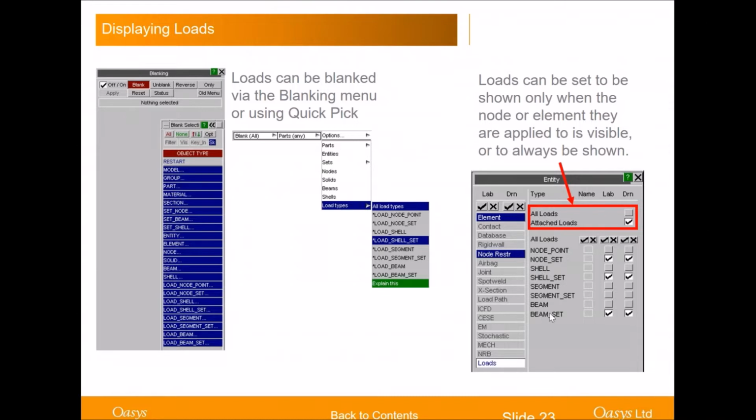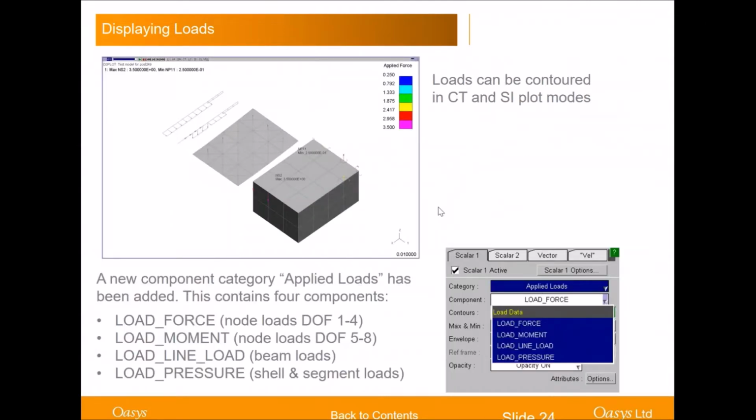You'll notice this is the list of the types of loads that you can bring through from Primer. So node, point and set, shell and shell set, segment, segment set, beam, beam set. Once you have your loads, you can contour up the force, moment, and pressure data. So here we have an applied force plot. The vectors are quite small, but you can just about see them on the nodes here.